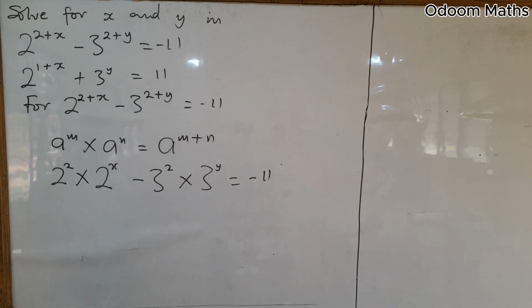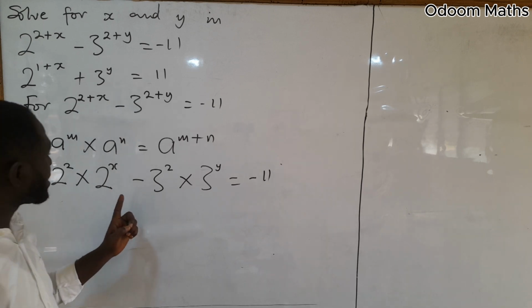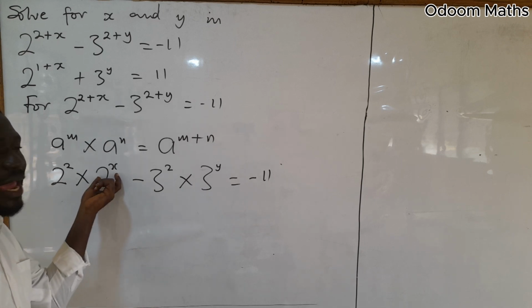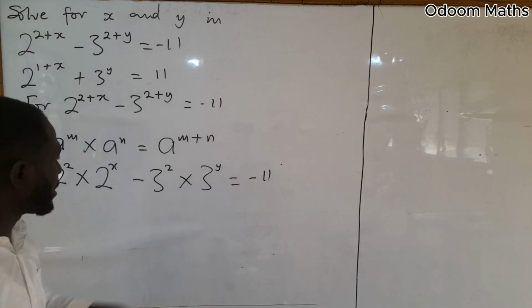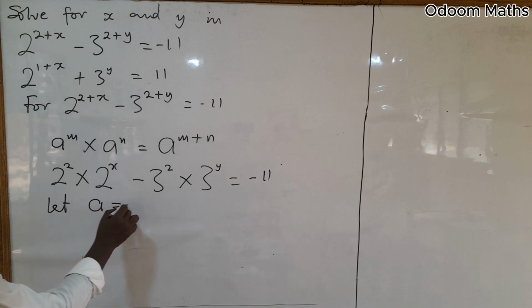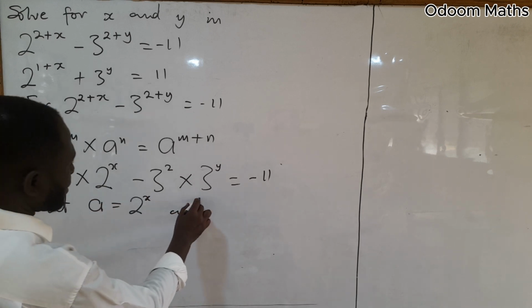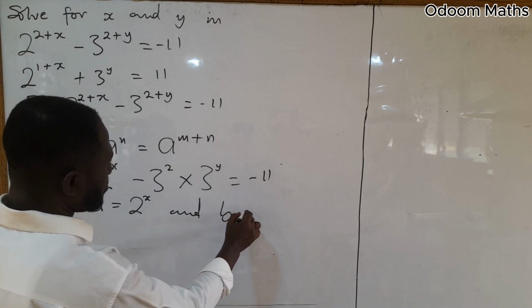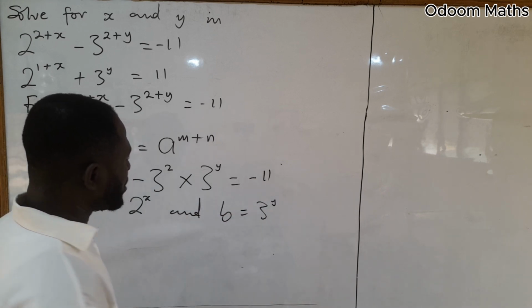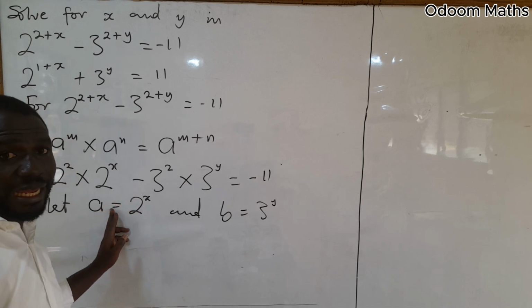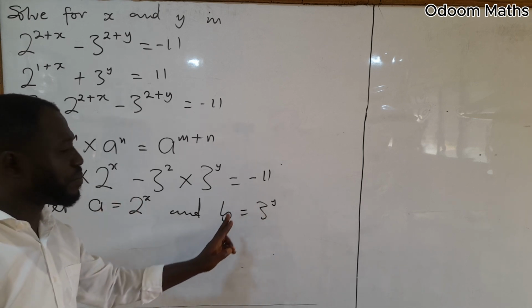Now before we do that also, let's try to get a variable to represent 2 to the power x and 3 to the power y. So let a be equal to 2 to the power x and b be equal to 3 to the power y. So when we see 2 to the power x, we can put a there, and when we see 3 to the power y, we can put b there.